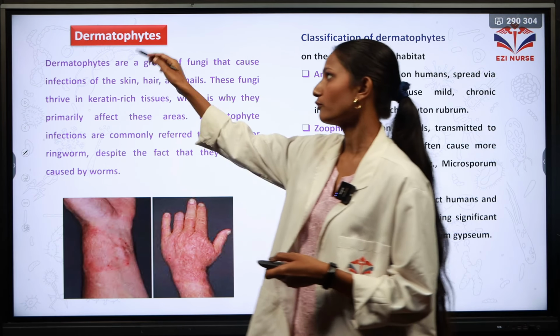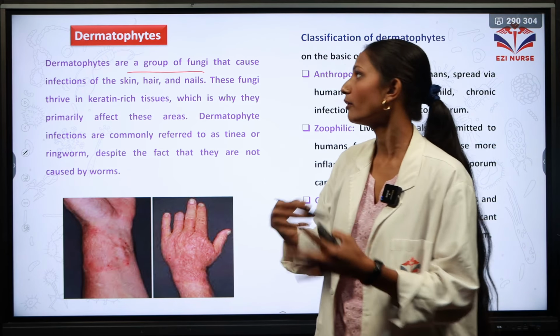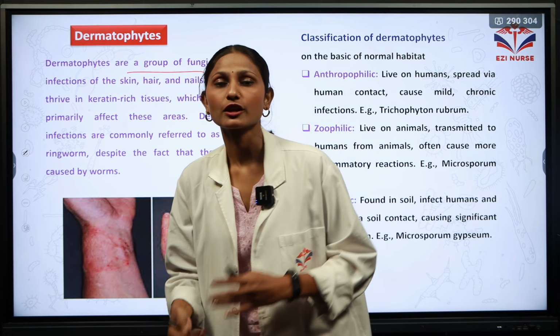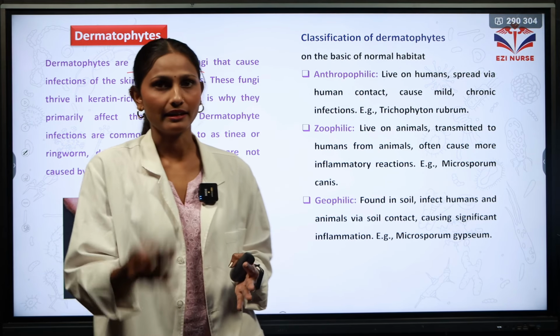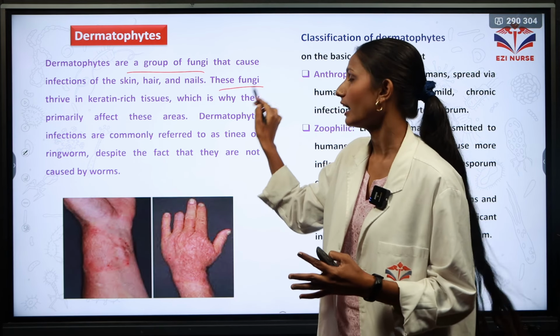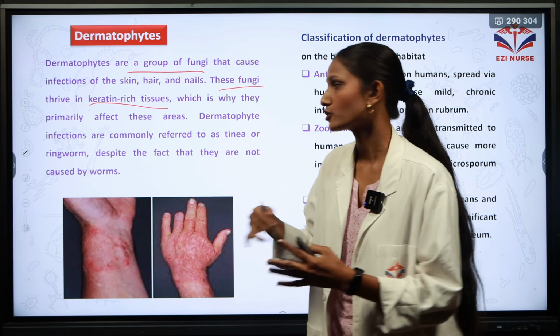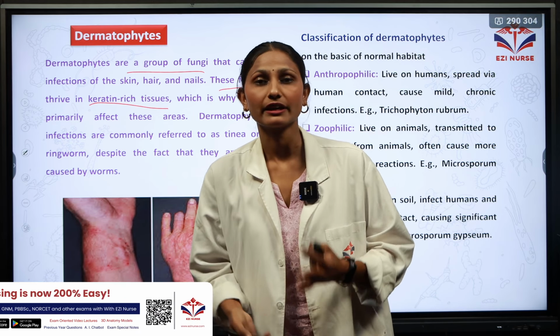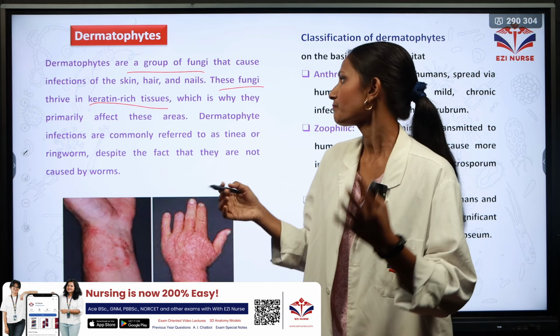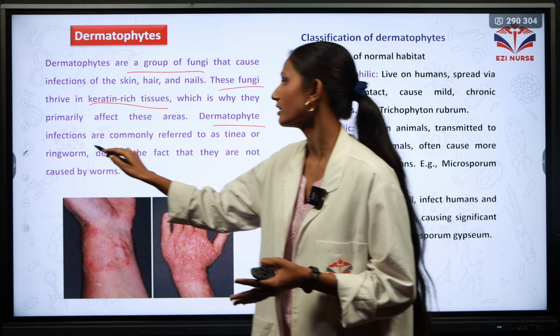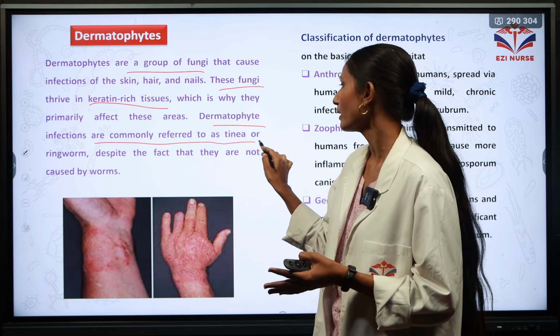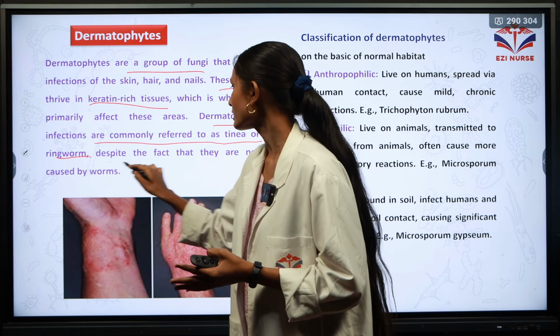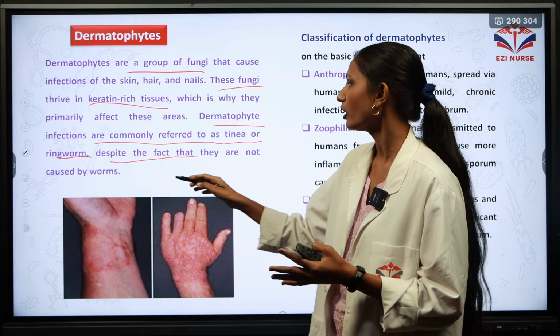Next one is dermatophytes. Dermatophytes are a group of fungi that can cause infection of the skin, hair and nails. These fungi thrive in keratin-rich tissue, and that is why they mainly affect our skin and nails. Dermatophyte infections are commonly referred to as tinea or ringworm, despite the fact that they are not caused by worms.